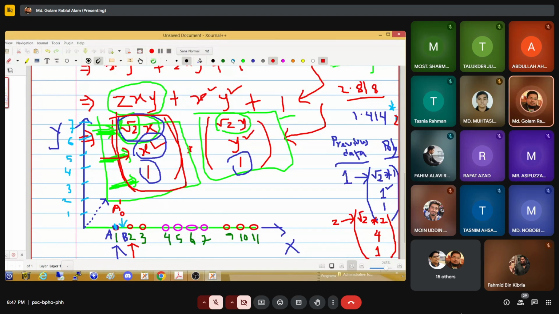So in x direction, we will get this point here. But how about y direction? Y direction is 4, so we will find this data point in this position. So the B will be in this location.